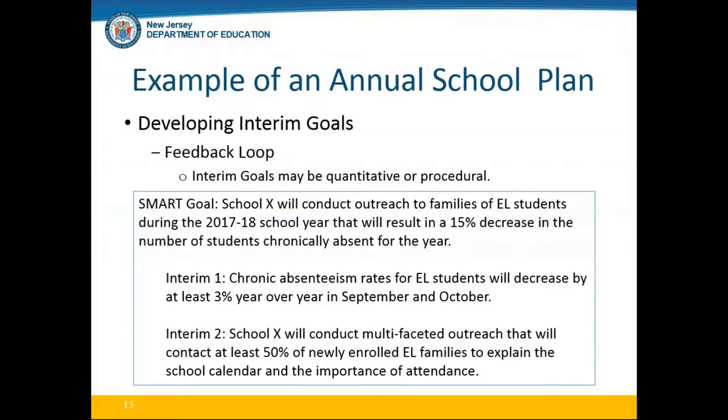How are they similar and how do they differ? Well, the first is a strict quantitative measure of the metric we are trying to improve. We might know that if we are to realize a 15% decrease for the year, that we must see reductions in September and October. The second is a procedural goal. While it also has a measure, the overall goal is not merely to contact and engage EL parents, it is for EL students to be in school. However, it may be useful to set a quantitative target for family outreach as an indicator of progress towards the overall goal.